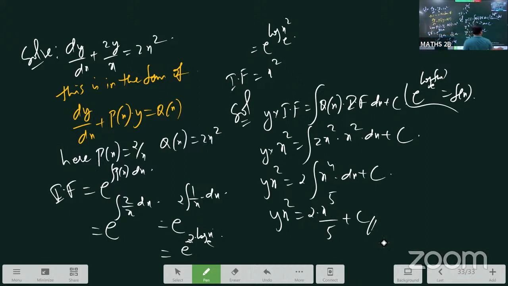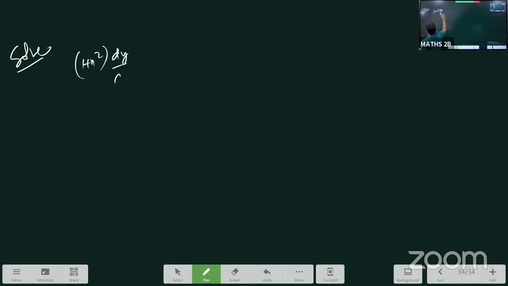In the linear form, what we are discussing, one more. Solve: (1 plus x squared) dy by dx plus 2x squared by 1 plus x squared minus 4x squared equal to 0.